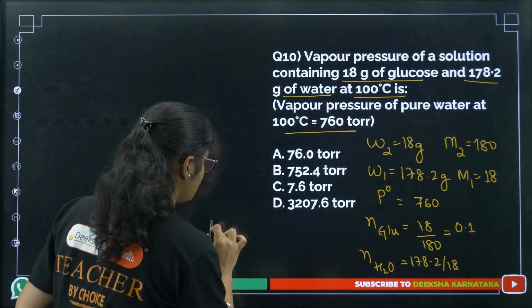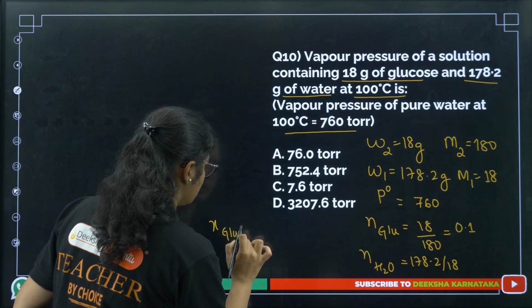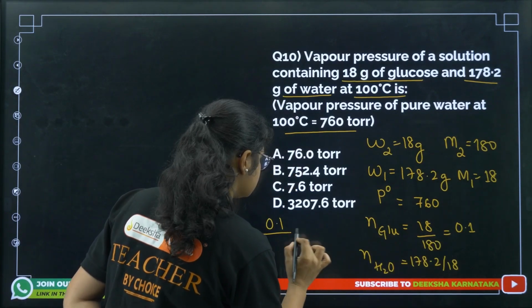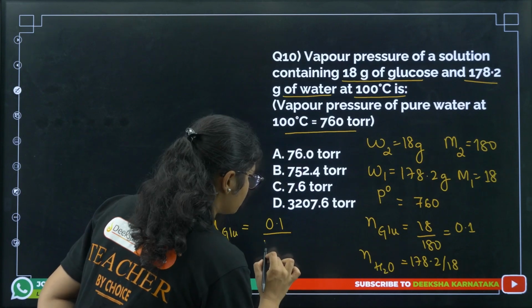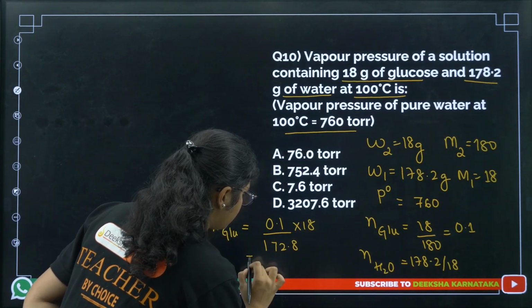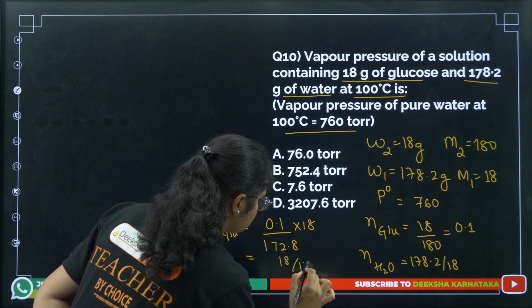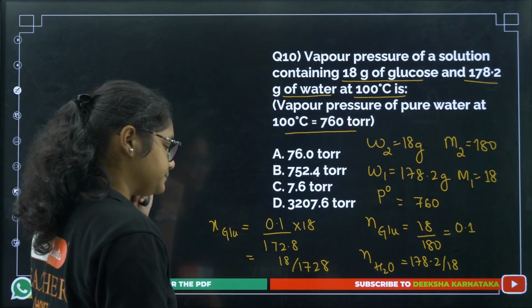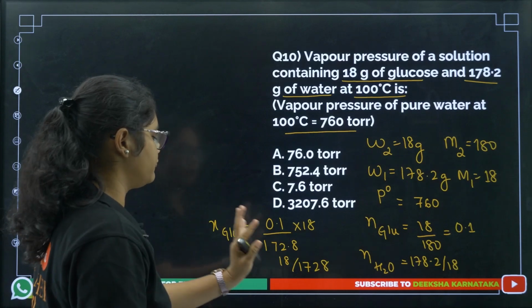Next we need to calculate the mole fraction of glucose. So that will be equal to what? Number of moles of glucose by the number of moles of water. So 172.8 divided by 18. So I can write 18 by 1728. Okay.